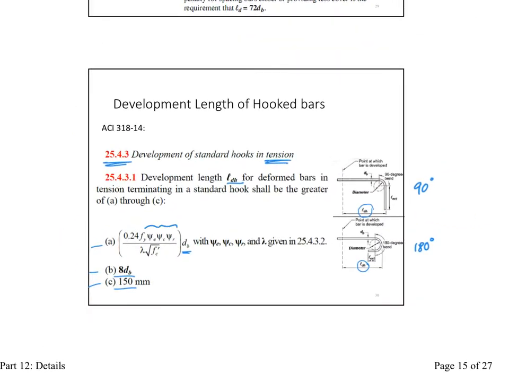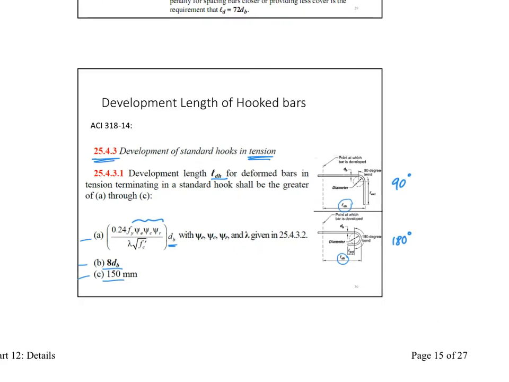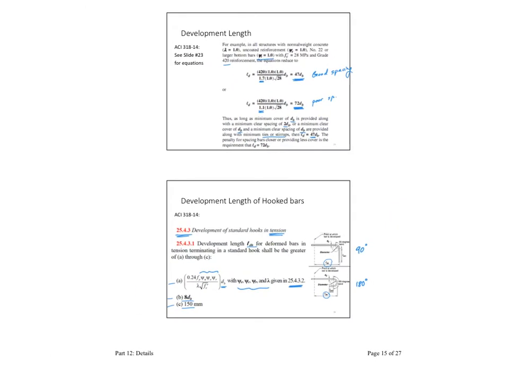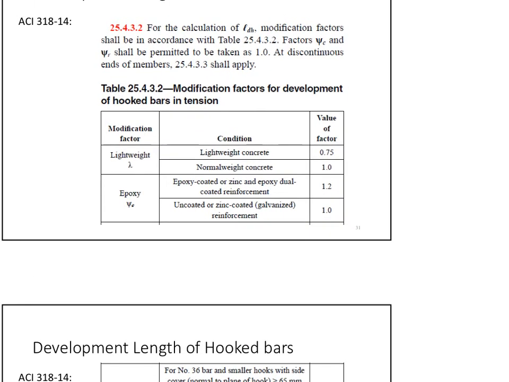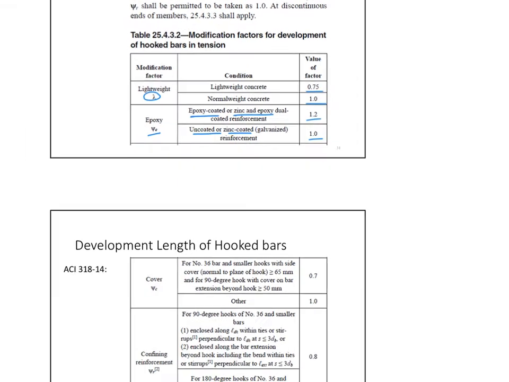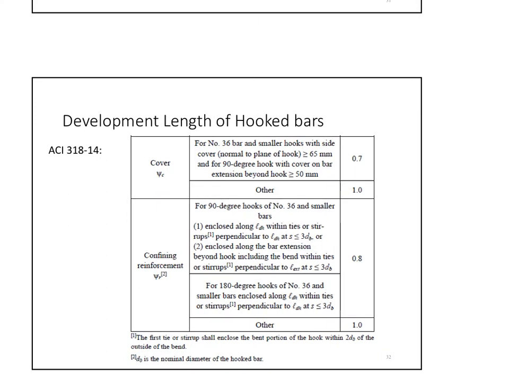Looking at those, I have to read the provisions, especially those here. I have to read the provisions in 25.4.3.2. So we go there. A little bit different. I have normal weight concrete 1, lightweight concrete 0.75. This is for lambda. Going to the epoxy coated, now I don't have the 1.5. I only have 1 and 1.2. This is for uncoated or only zinc coated, and that one is for epoxy coated and dual coated, epoxy and zinc together.